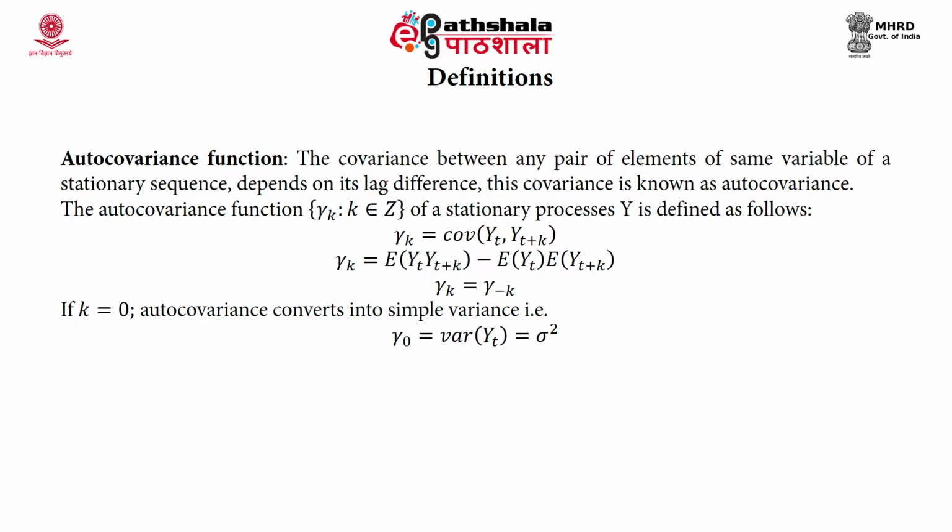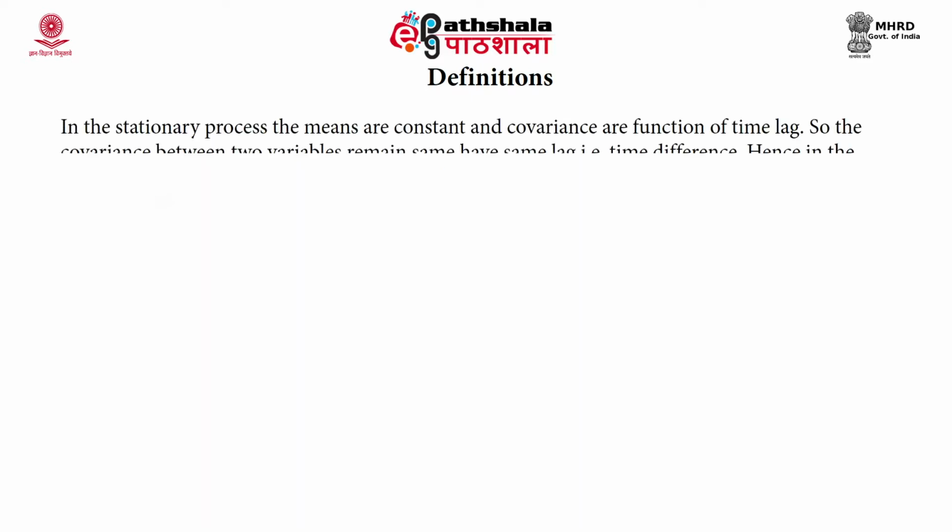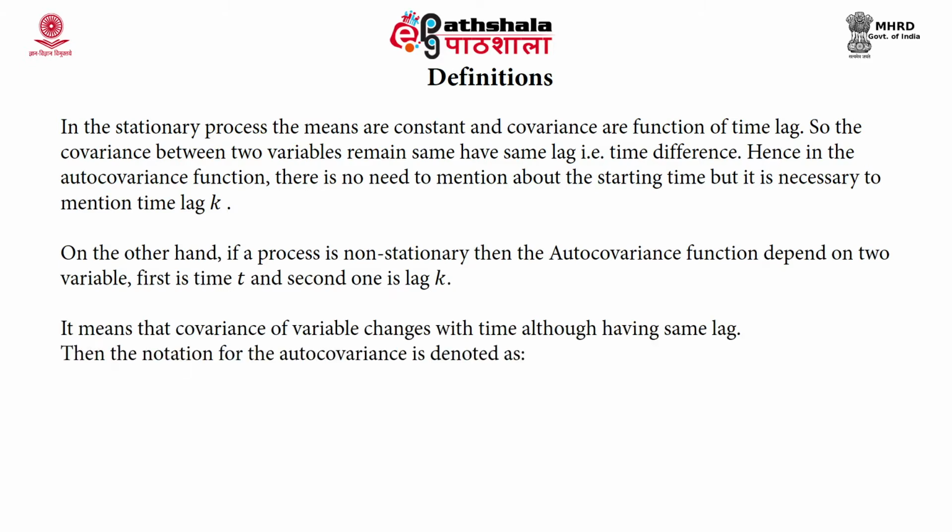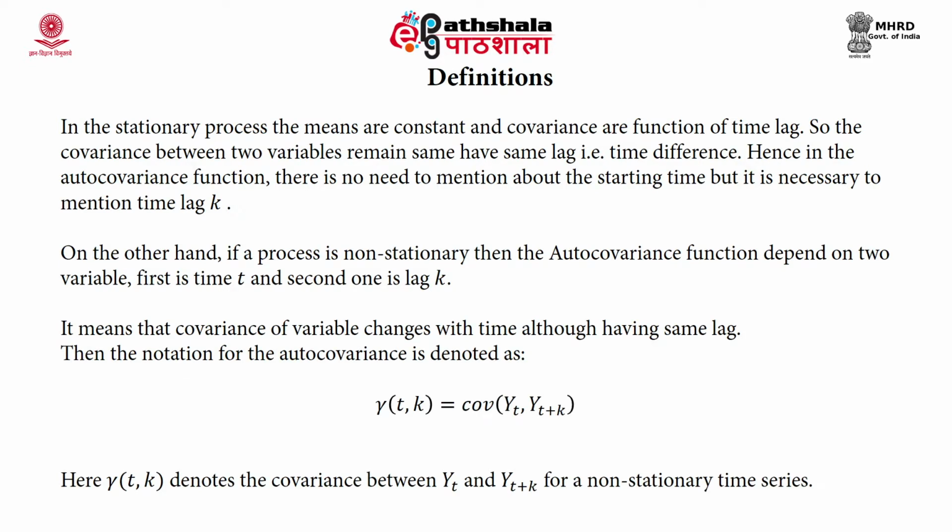Here there is no difference between the lag, whether you are taking covariance between yt and yt plus k or between yt and yt minus k, but the result only holds for stationary time series. So if k equals 0, autocovariance is converted into simple variance, and as we have a stationary series, in most cases variance is equal to sigma square. So in a stationary process, the mean is constant and covariance is a function of time lag. So the covariance between two variables remains the same if they have the same lag, that is time difference. Hence in the autocovariance function there is no need to mention the starting time, because it is necessary to mention time lag only here.